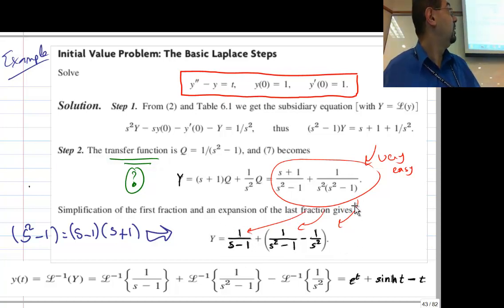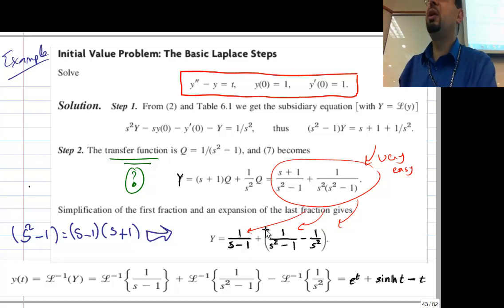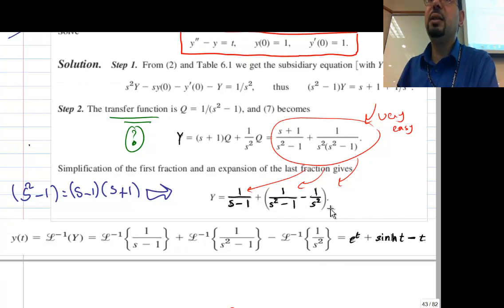Okay? And these two terms basically become one with only one denominator, and you will end up with s squared minus s squared minus 1. So the s squared will cancel the s squared, and you will end up simply with 1. And the final step is, here are the three things. Let's take the inverse: 1 over s minus 1, 1 over s squared minus 1, 1 over s squared.